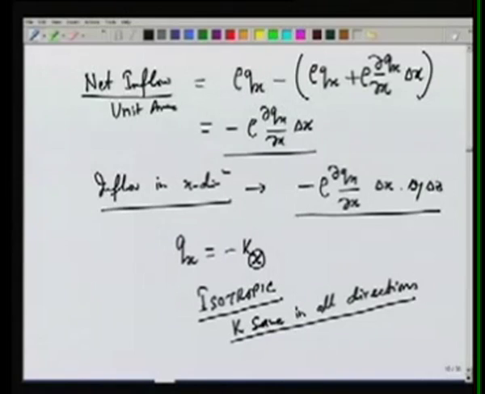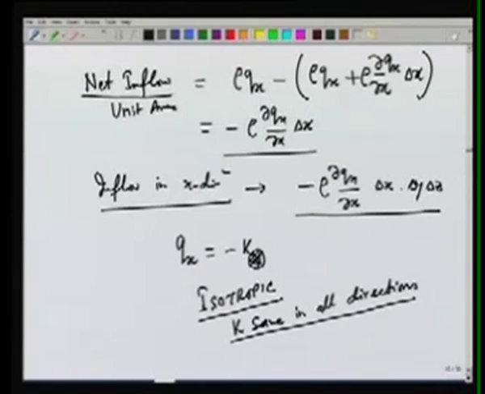Sometimes the k is not the same in all directions. For example, if you have a layered formation, then k will be different for flow along the layers, and it will be different for flow perpendicular to the layers. But here we assume that the medium is isotropic, and therefore we will ignore this subscript x. Using Darcy's law, we can write qx as minus k del h by del x.